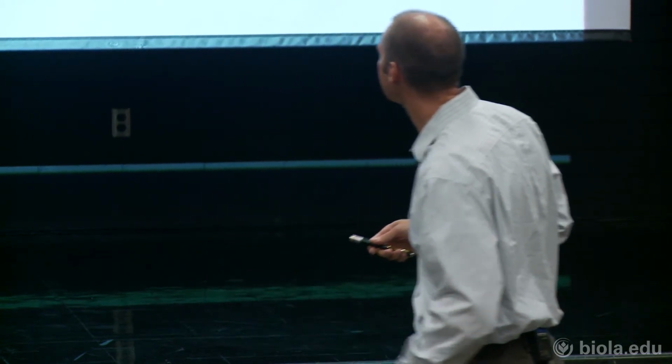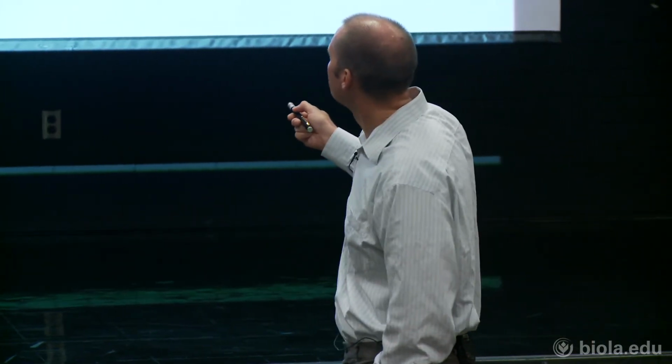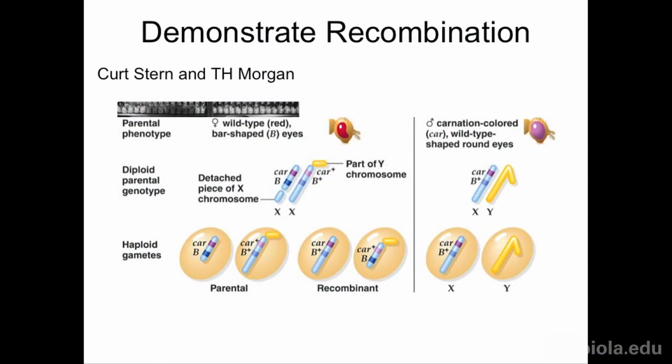And they were able to pair up and show that the inheritance of the chromosome determined your phenotype, and that it was actually crossing over between the 2 chromosomes. Okay, so we'll walk through this. They had a female fly. She has red eyes. Red eyes is the dominant wild type phenotype.